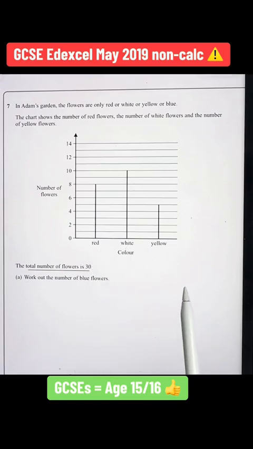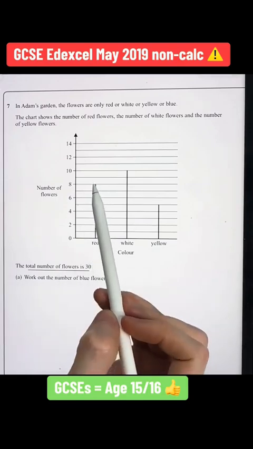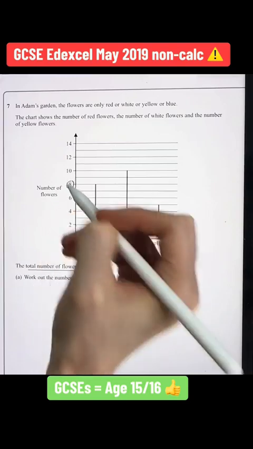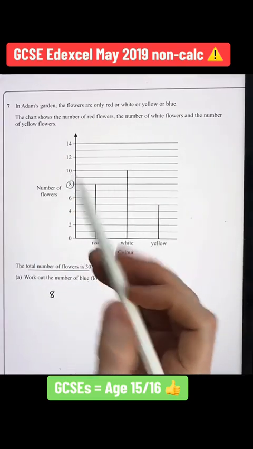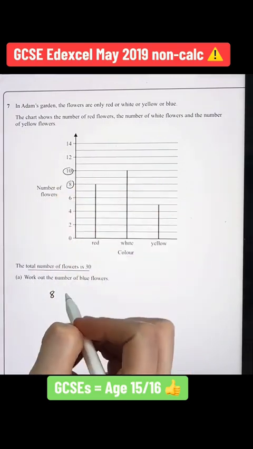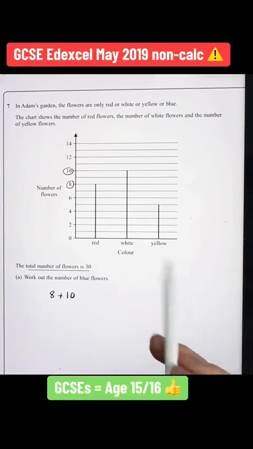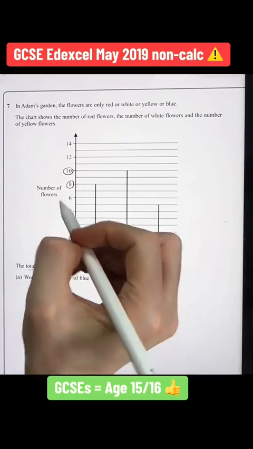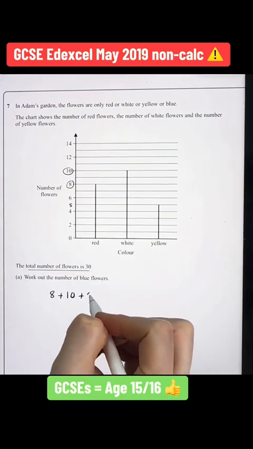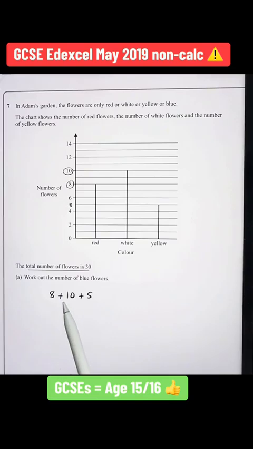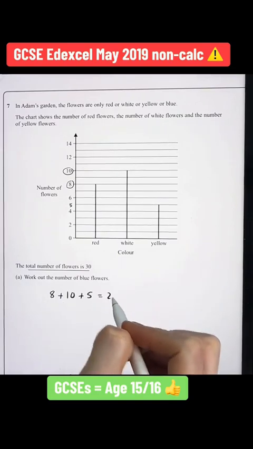white, and yellow flowers. Looking at red, well, I can see red corresponds to 8. So there's 8 red flowers. Looking at white, we can see I've got 10 white flowers. And looking at yellow, I can see I've got in between 4 and 6, therefore 5 yellow flowers. 8 add 10 is 18, add 5 gives us 23.